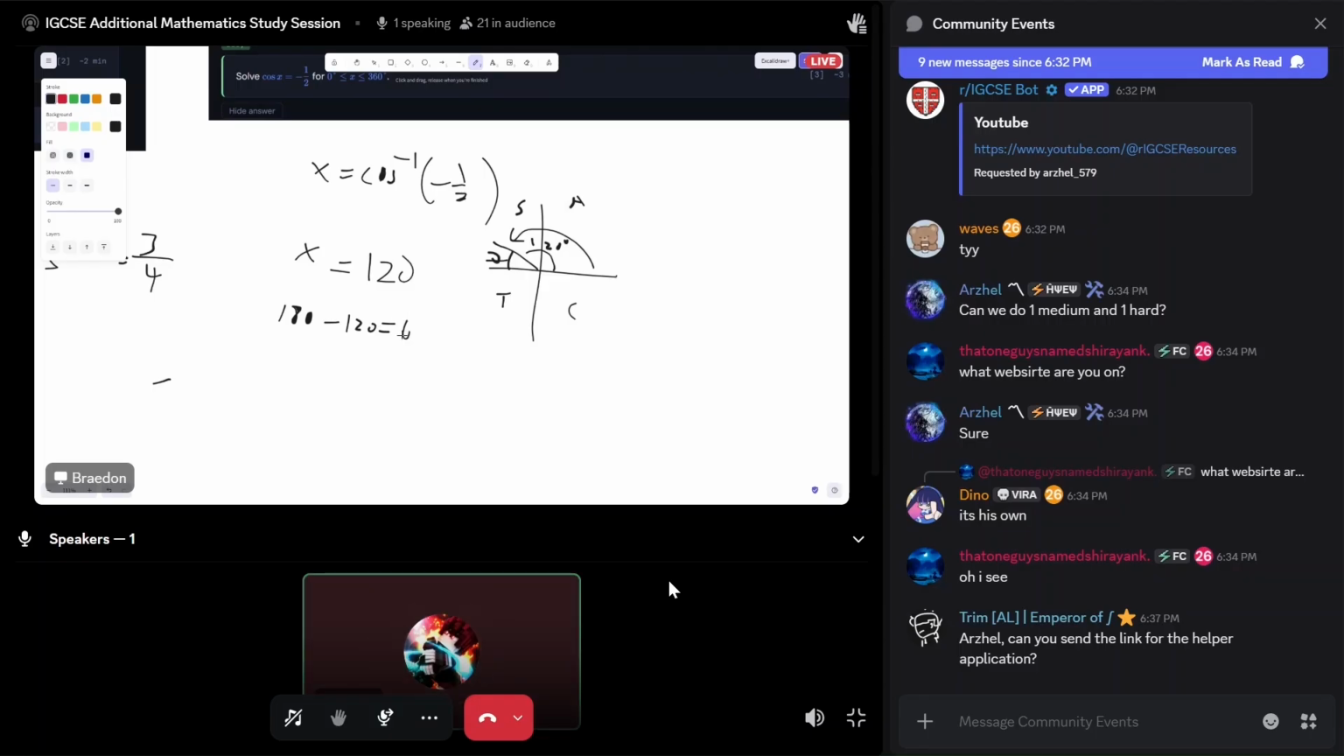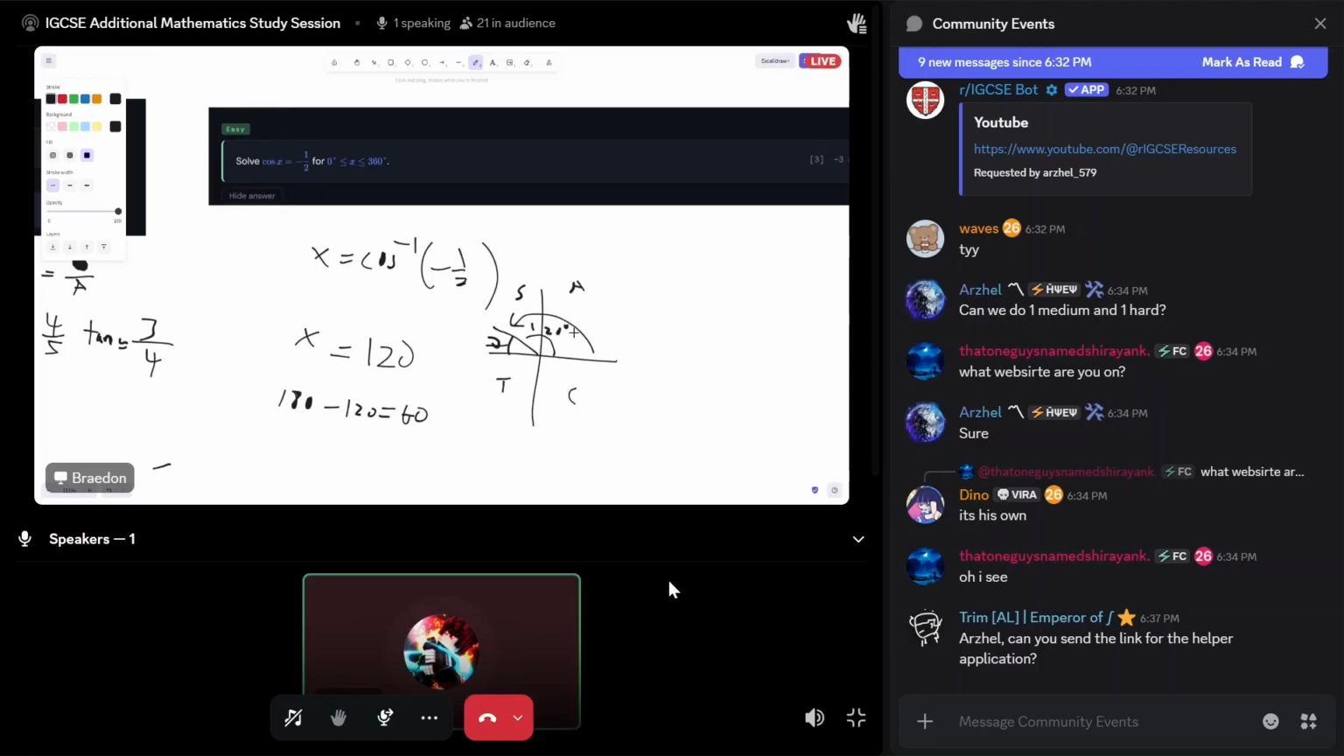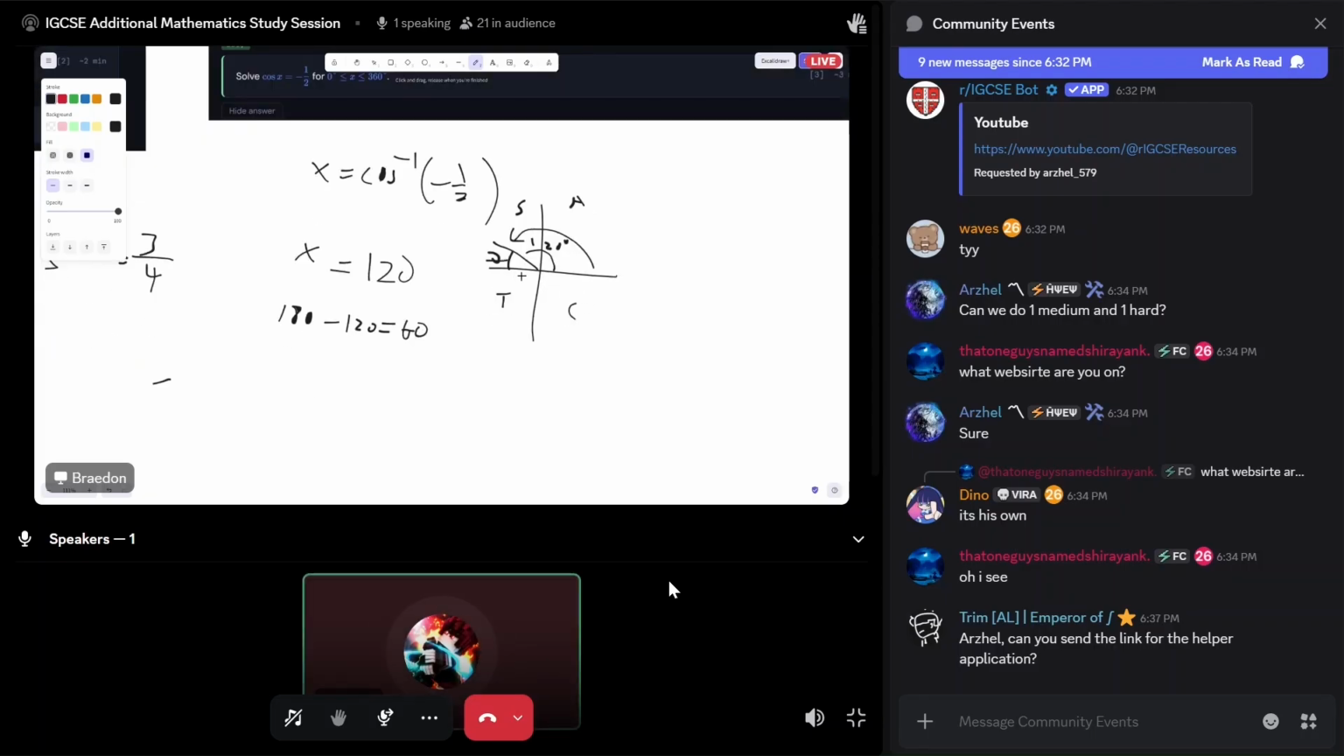120 equals 60. So the principal value is 60. Since the answer for this cos is negative, the only place it's at is T. So let me draw here. This is the principal value, which is 60.